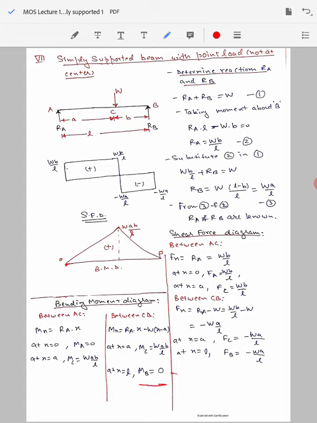Now it is our turn to draw the bending moment diagram. So I start with the value 0 here. Exactly at 0 I am going to start. Now where should I plot it? On the positive reference axis or negative?